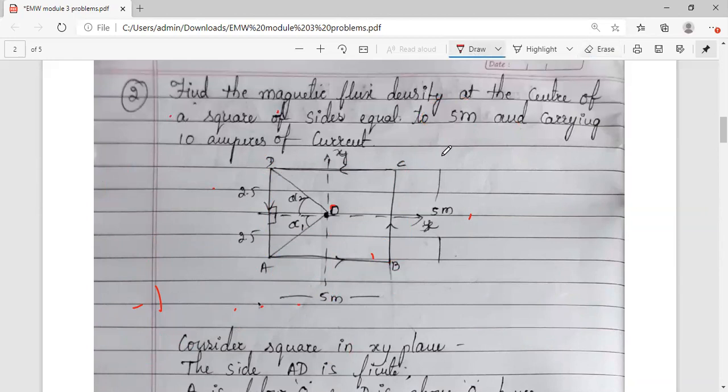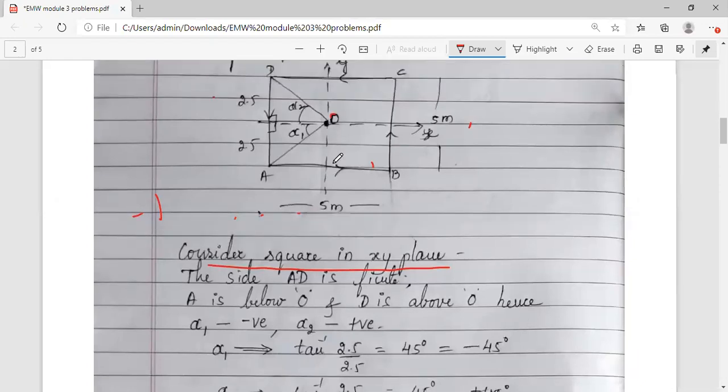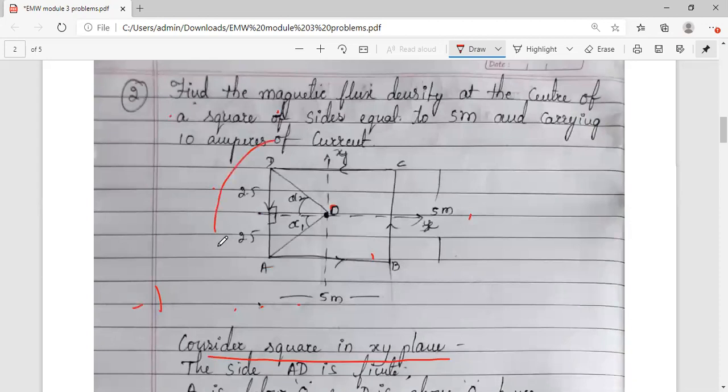Now let us solve this. Consider a square in the xy plane. For our convenience, we have taken it in the xy plane. Whatever calculation we do for this side, we will extend the same to the remaining three. You have a center here. Since this side is 5 meters, if you bisect it from this point, it is 2.5, 2.5 each.